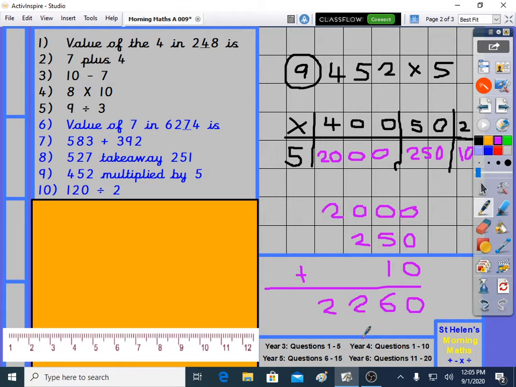120 divided by 2. So it's a big old number, this. We'll do this with the bus stop. 120 divided by 2.